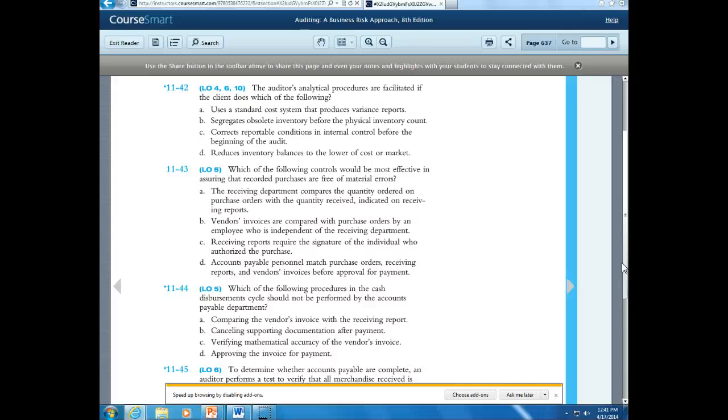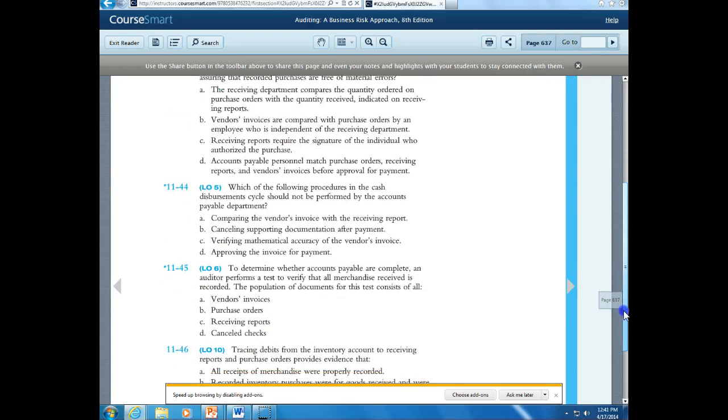D would be the most complete, wouldn't it? The accounting employee is basically taking all the documents and making sure everything's in line before payment. Number 44, which of the following procedures in the cash disbursement cycle should not be performed by the accounts payable department? So this is going to be a control issue.